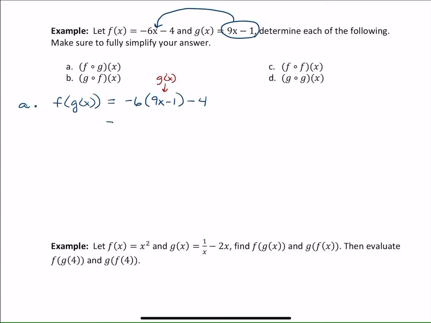I'm going to distribute that -6, so it'll be -54x plus 6, and then we've got the -4, which will leave us with -54x plus 2.